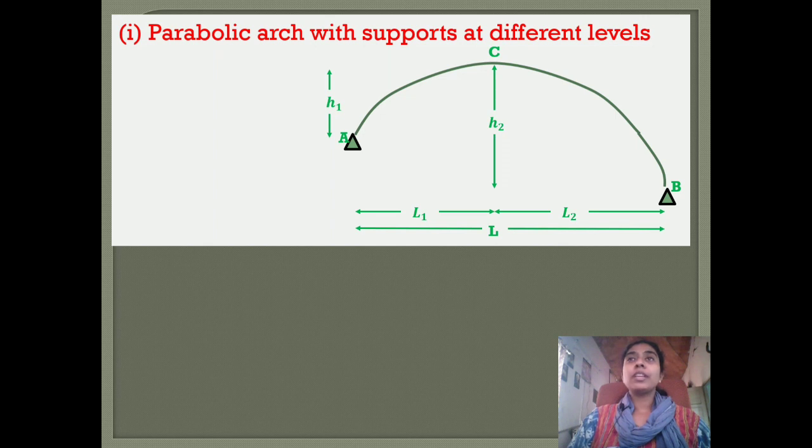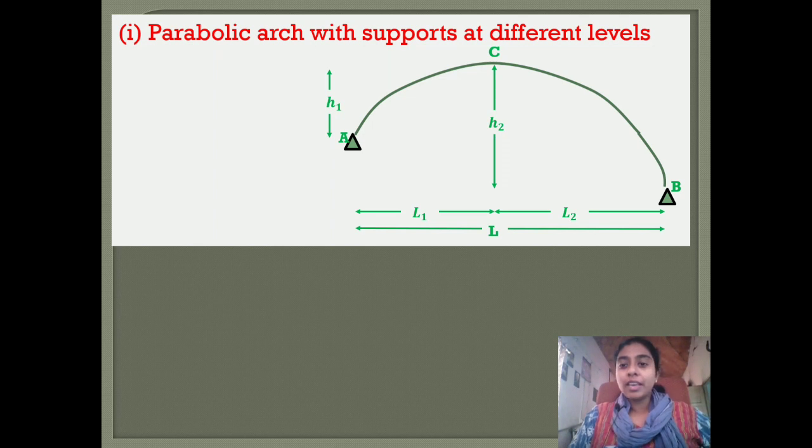Before going into the problem, we will see the important things, what extra is needed. We have already analyzed the segmented arch and the parabolic arch supported at the same level. So beyond the concepts we have studied earlier, what is required for analyzing the parabolic arch with supports at different levels? That alone we will see first, and then we will go into the problems.